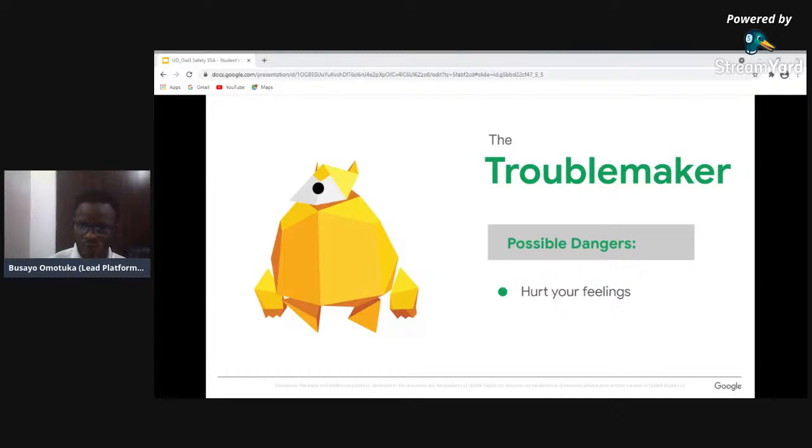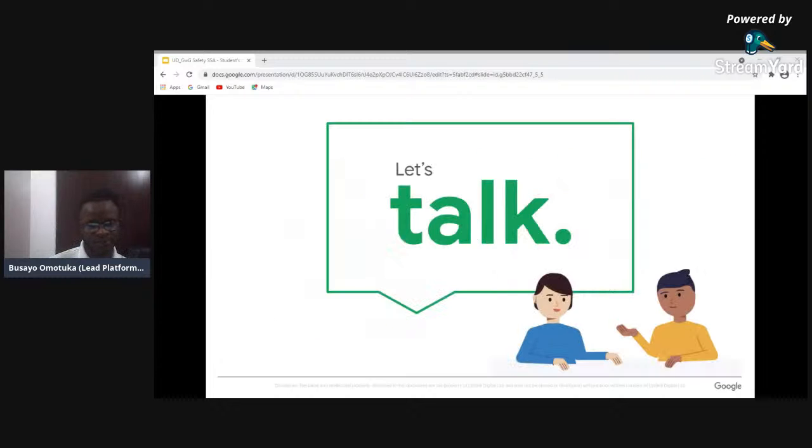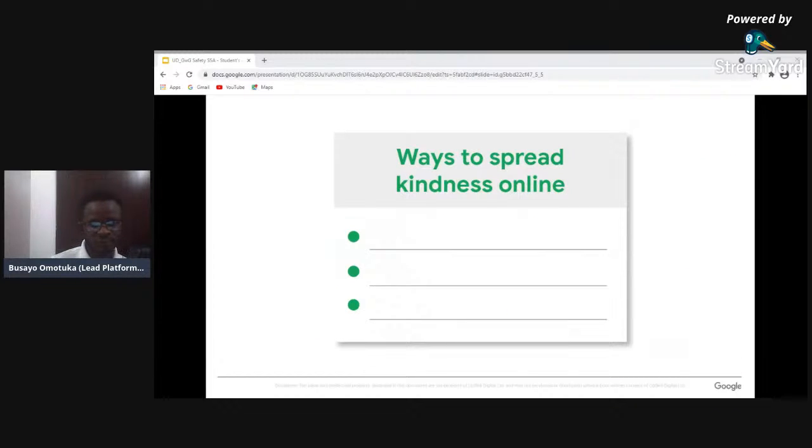Unfortunately, there are troublemakers out there hurting people's feelings and being cruel to others online. The worst thing about troublemakers is that they have bad vibes and they can spread negativity fast. By being cruel to others online, they can turn them into troublemakers too. That is why it's so important to use our internet power to stop troublemaking. Right. So let's talk about them.